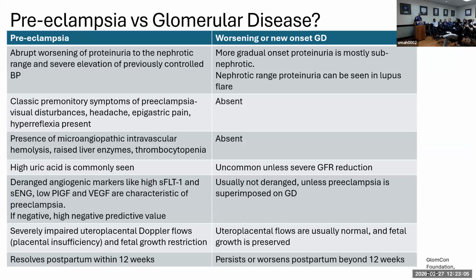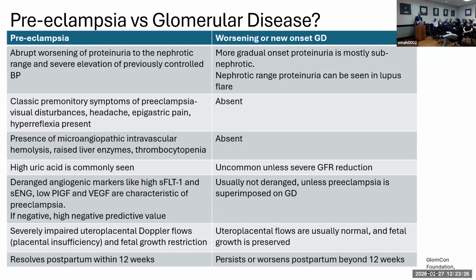So this is some of the things you look at. In preeclampsia, usually there's more of an abrupt worsening of proteinuria to the nephrotic range and severe elevation in blood pressure. The severe elevation in blood pressure is probably less likely in a new onset glomerular disease. It can have blood pressure elevation, but it's less likely to be as severe as in preeclampsia.